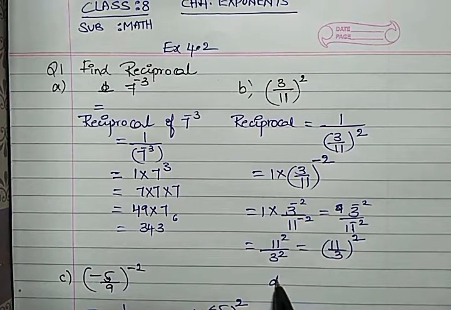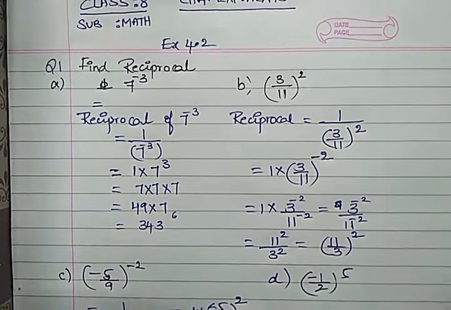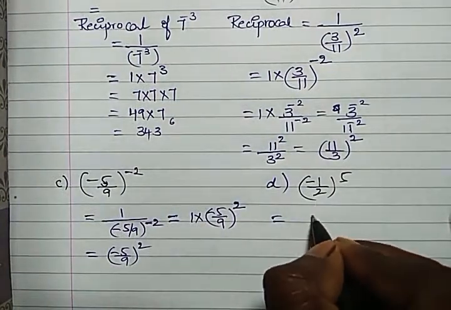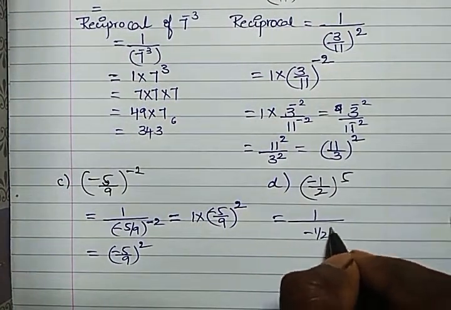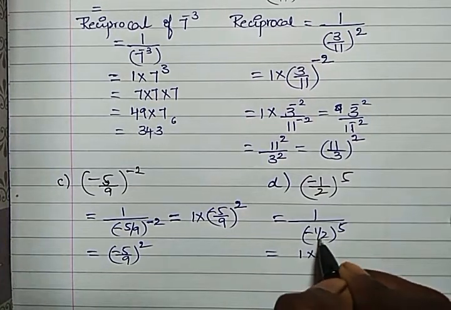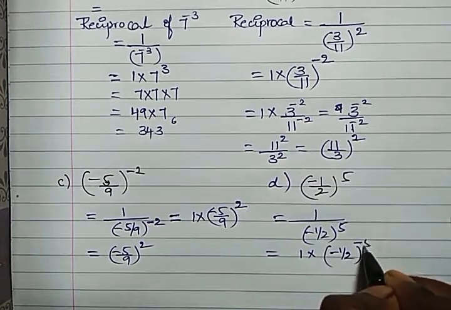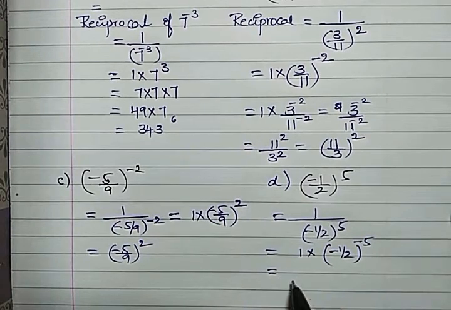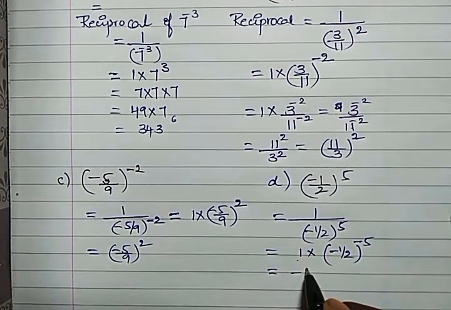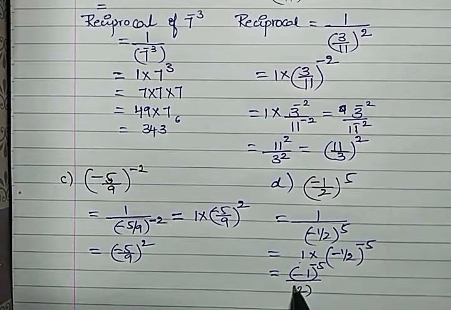And then the last one of this first question, minus 1 by 2 whole power 5. So the reciprocal of this is 1 by minus 1 by 2 whole power 5, which equals 1 into, this comes upside, minus 1 by 2 whole power minus 5. Okay, so 1 into everything is the same, so minus 1 power minus 5 by 2 power minus 5.